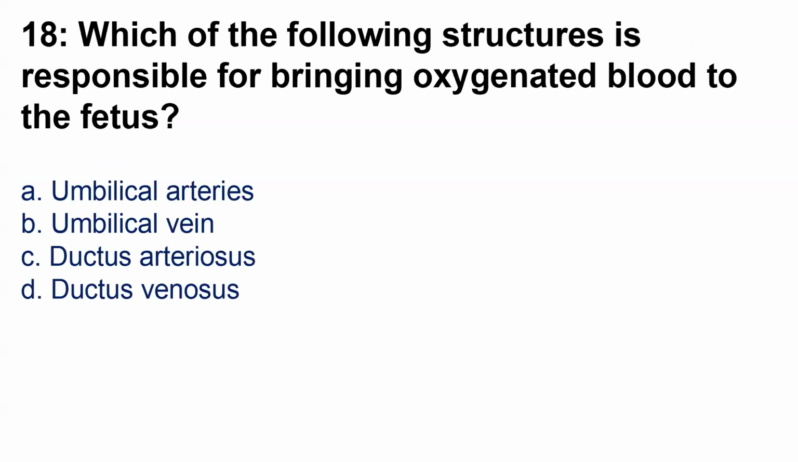Question 18. Which of the following structures is responsible for bringing oxygenated blood to the fetus? A. Umbilical arteries, B. Umbilical vein, C. Ductus arteriosus, D. Ductus venosus. The answer is B. Umbilical vein.